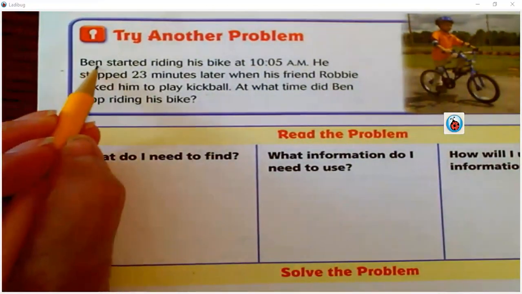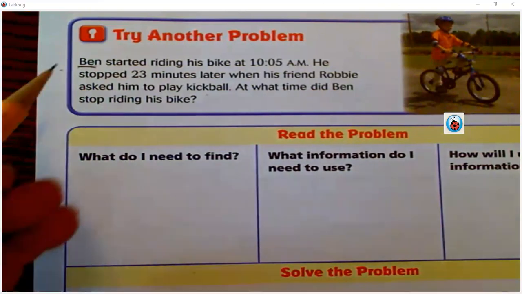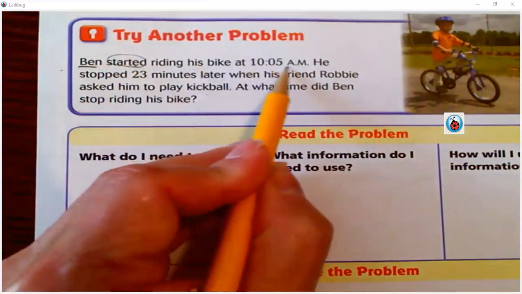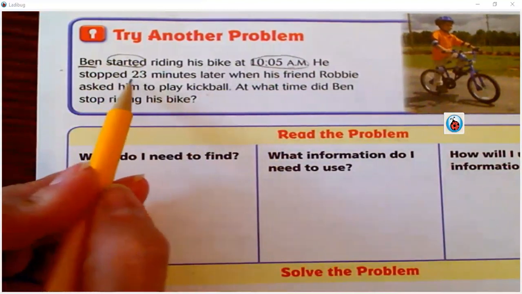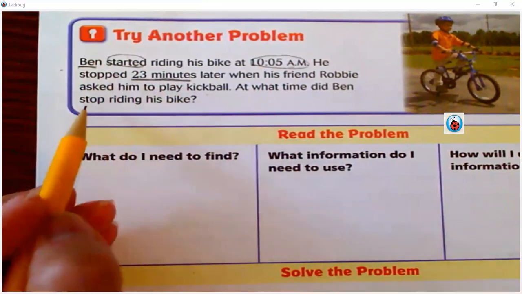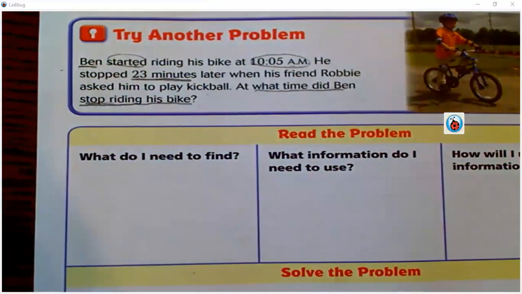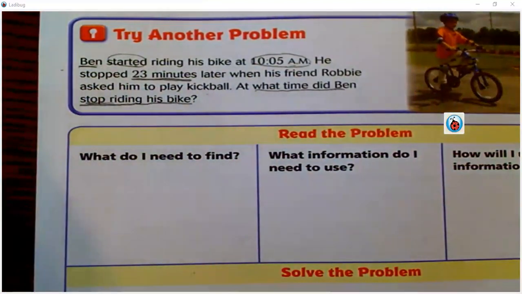Okay, hey Ben, this is a story about you riding your bike. Ben started riding his bike at 10:05 a.m. He stopped 23 minutes later when his friend Robbie asked him to play kickball. At what time did Ben stop riding his bike? So in this case, we have our start time of 10:05. We have the fact that he rode his bike for 23 minutes. And we want to know, well, what time did he stop riding his bike? Ben, what time did you stop riding your bike so that you could play kickball with your friend Robbie?